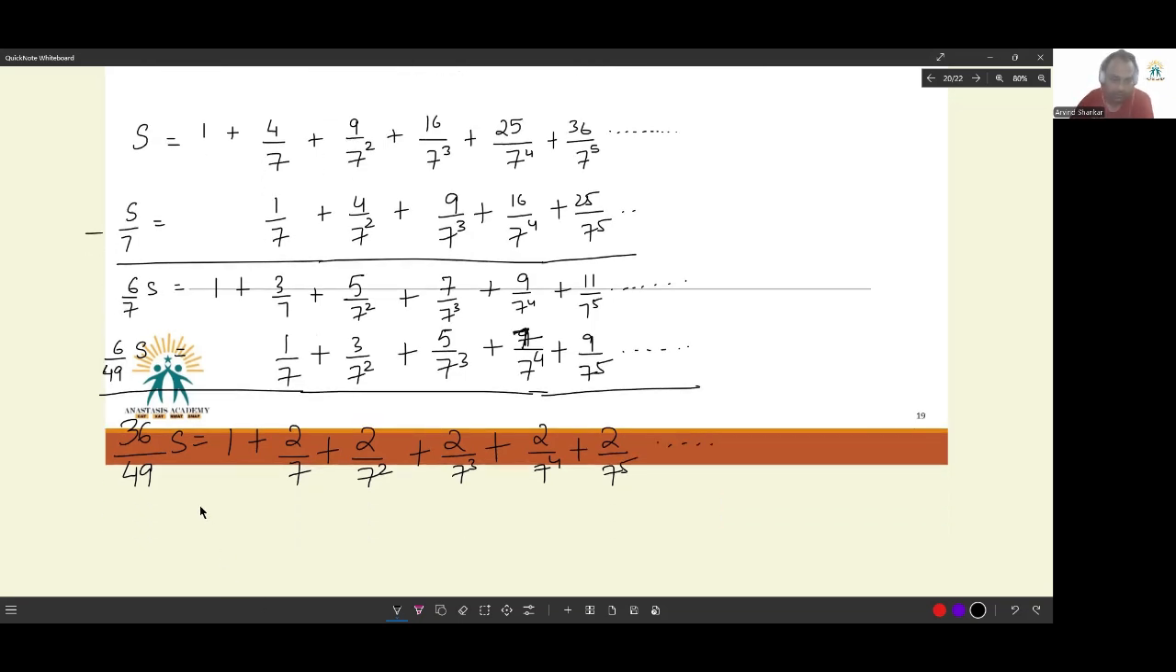Now we can process this even nicer. You can take it as 1 plus, where the first term is 2 by 7 and the common ratio is 1 by 7. So 1 minus 1 by 7, which will then be 1 plus 2 by 6, that will be 4 by 3. So 36 by 49 S is equal to 4 by 3.